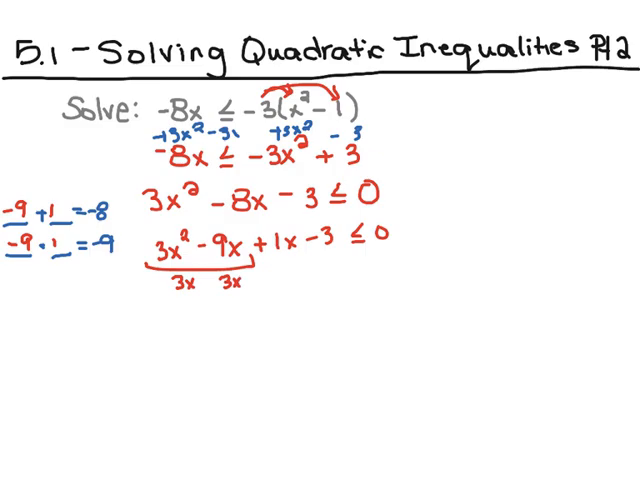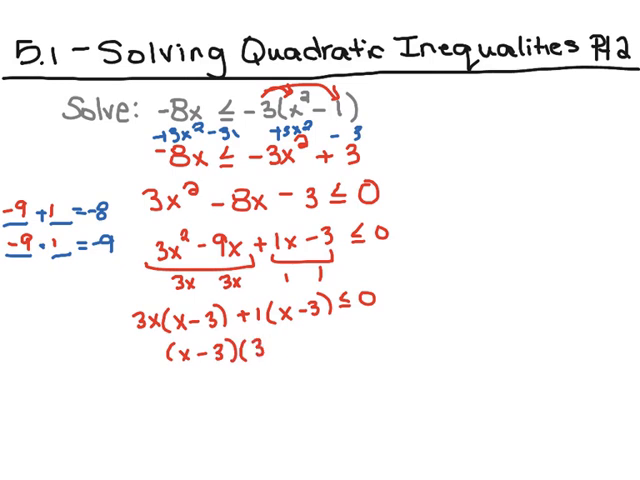Split it into two groups and take out a common factor, which is 3x and 1. So we have 3x times (x minus 3), plus 1 times (x minus 3). And so our final factored form is (x minus 3)(3x plus 1). Now we find our two critical values. So x minus 3 equals 0, so x is equal to 3. And 3x plus 1 is equal to 0, so x is equal to negative 1/3.